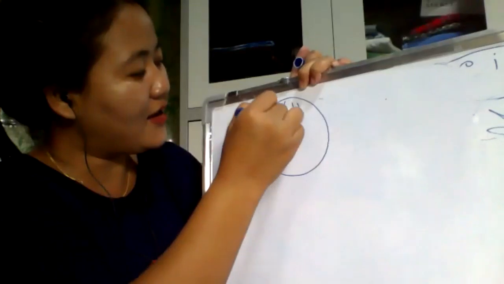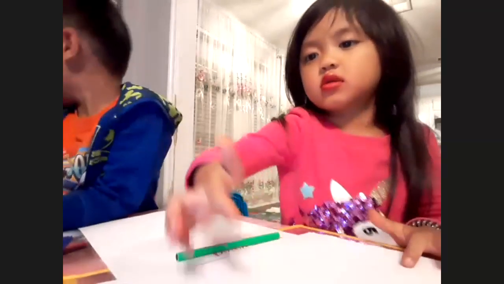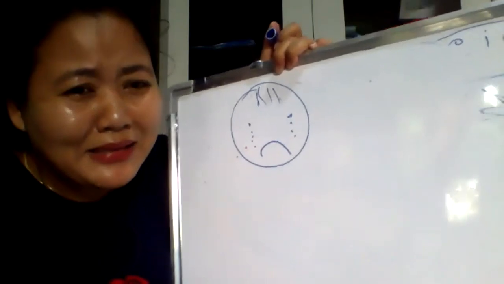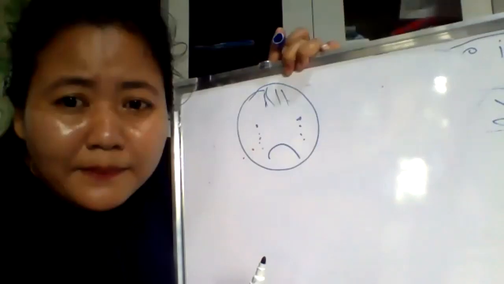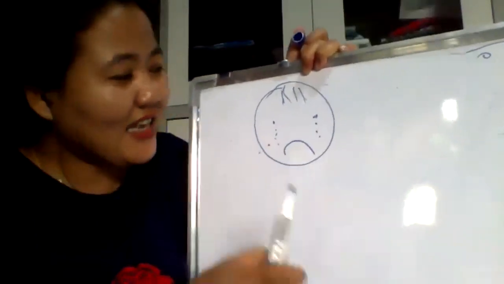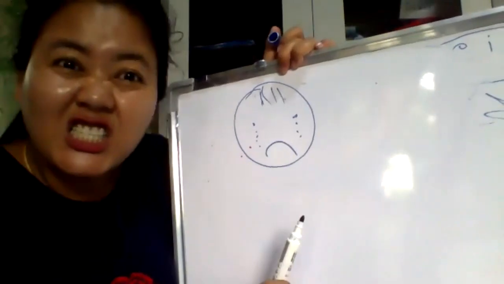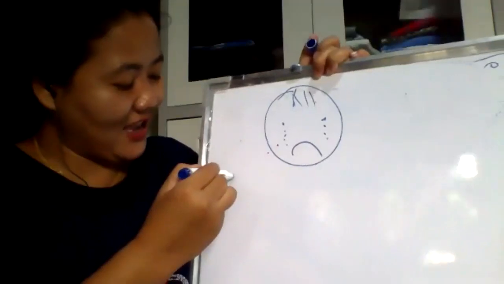Now, let's move to the next. Look at him. What's wrong with him? Mad. Okay. See, everyone, he or she? First of all, one question: he or she? He. It is a boy, so he.